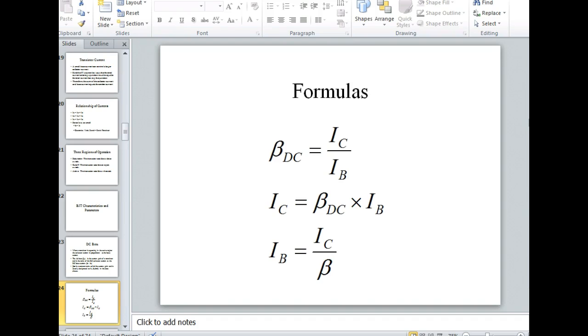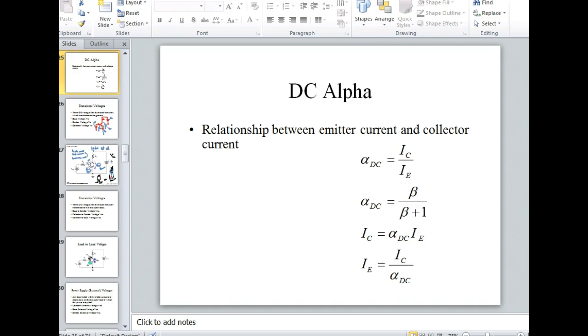Here are our formulas for beta. So what is beta? No unit. It's a gain. It's just a multiplier or divider. That's all it is. It's a number that I multiply with. If I know my base current, I can multiply it times the beta and get my collector current. If I know my collector current, I can divide it by beta and get the base current. It's just a number, right? You understand that? And DC alpha is IC over IE.